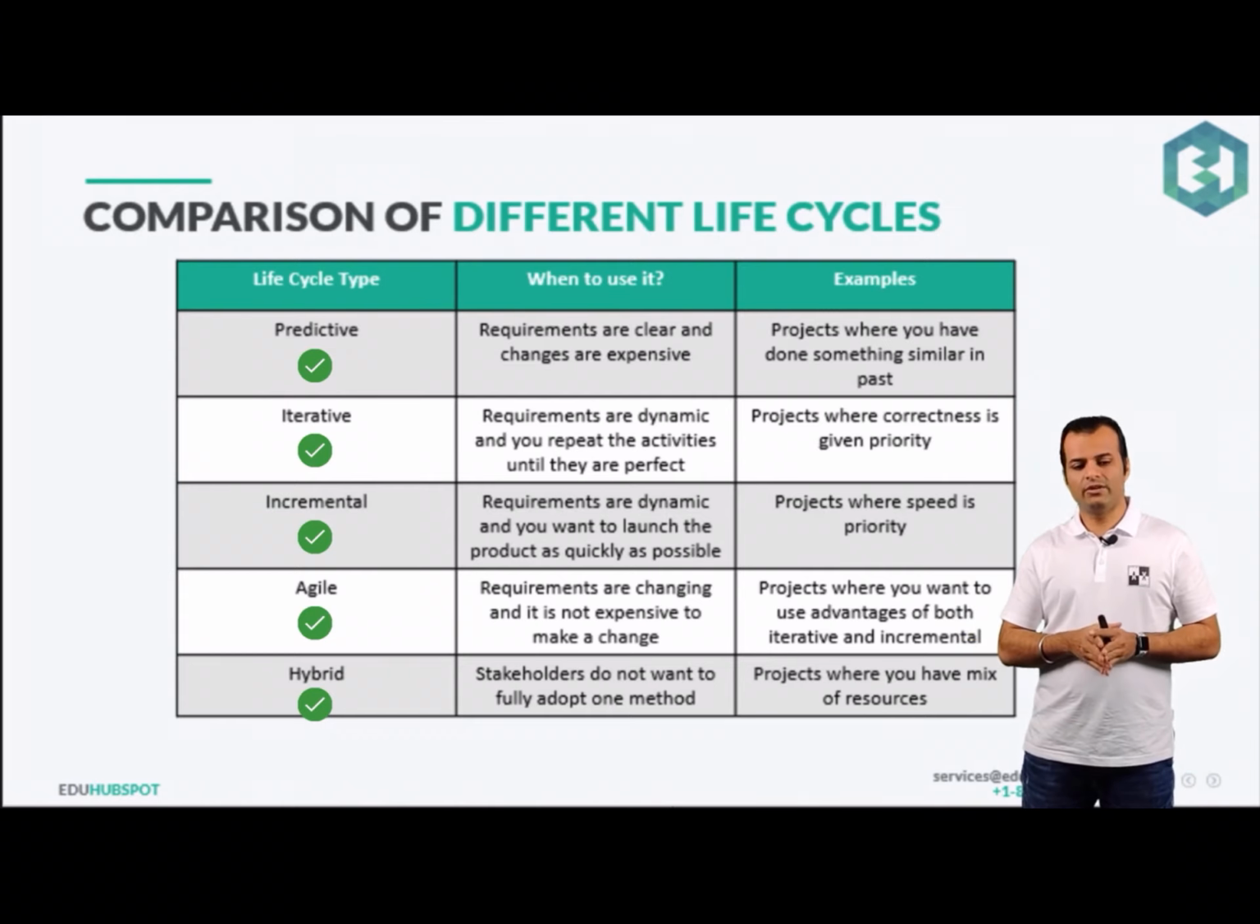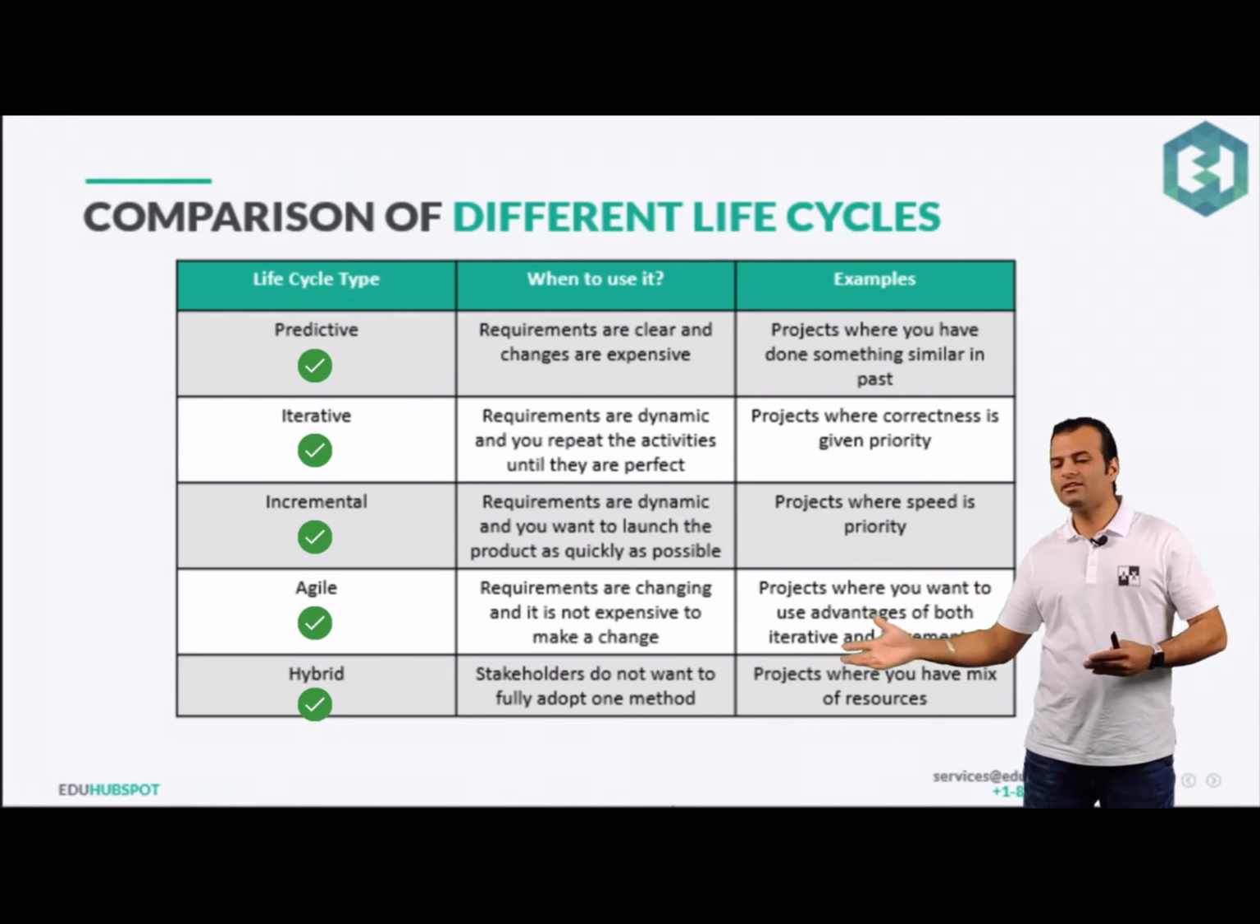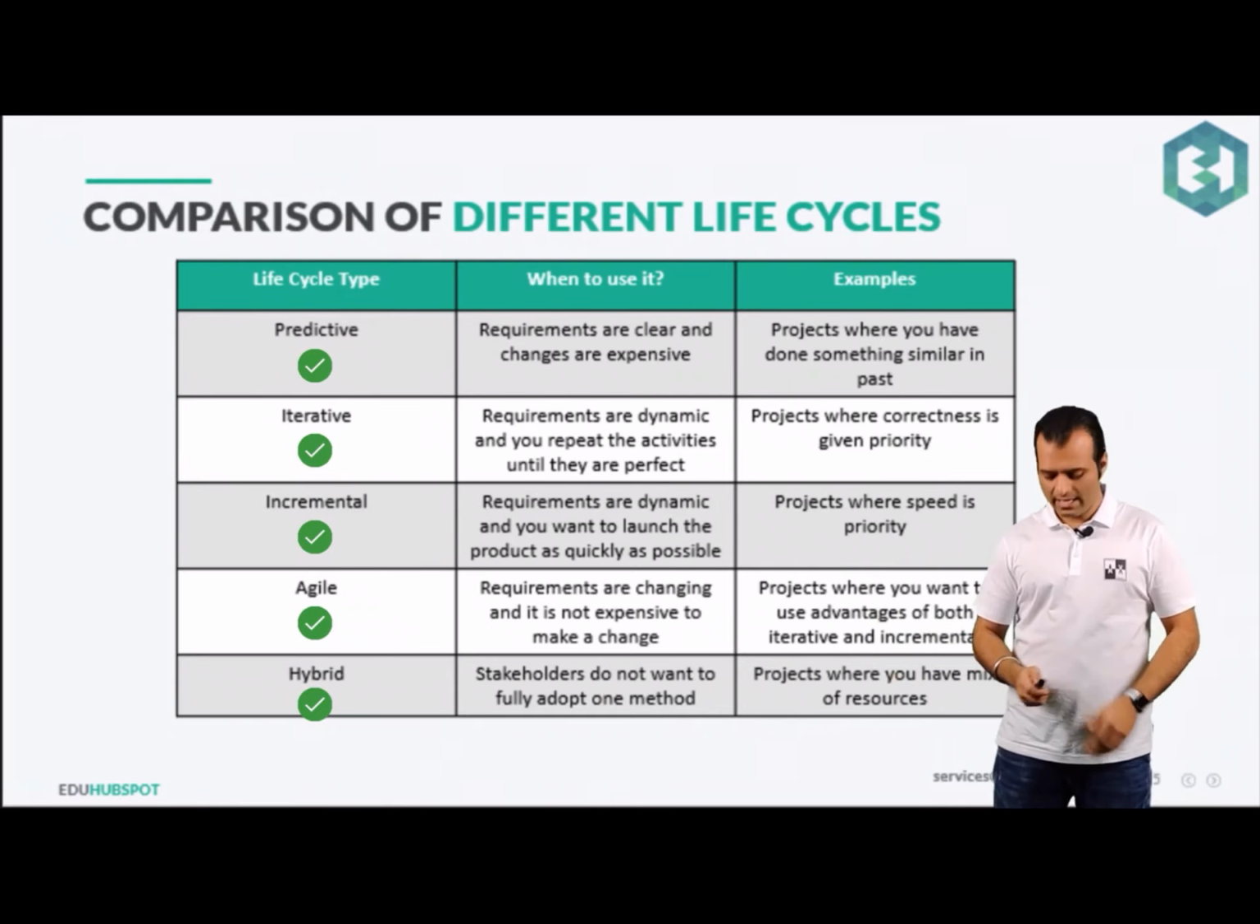They first start with a particular approach like a predictive approach, because that's what they have been doing, and slowly and gradually they transition to Agile. What is the example? Projects where you have a mix of resources, where you have different people, one who is comfortable with Agile, other is comfortable with predictive, so you do the hybrid life cycle.